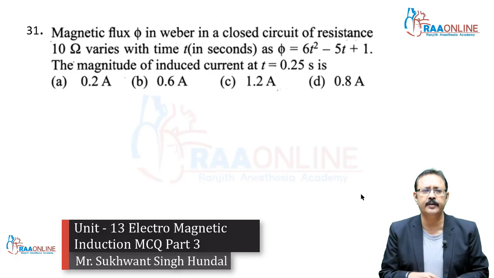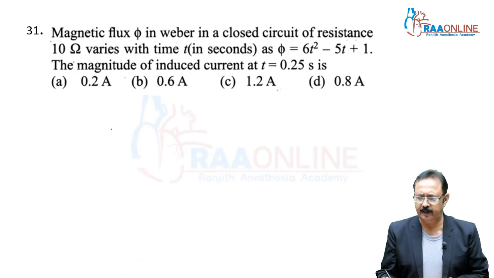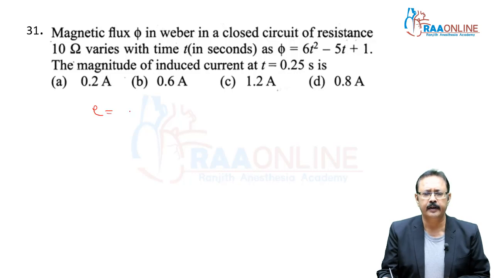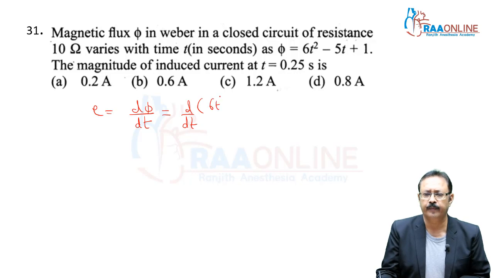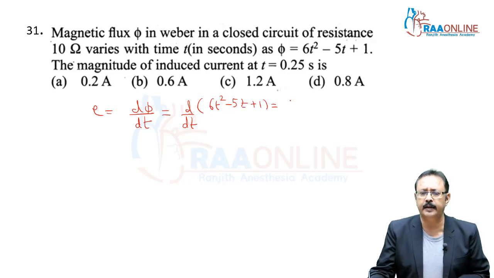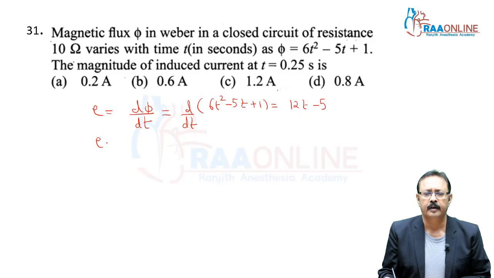Now we are going to start the 31st problem. Phi is given and we know that E, magnitude wise, is d phi by dt, or if you want to give direction, minus d phi by dt. Phi is there and you know the differentiation. Not a tough task for you. It is 12t minus 5. T is given, 0.25, which means 1 by 4.